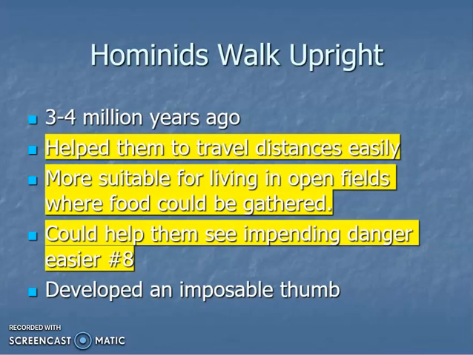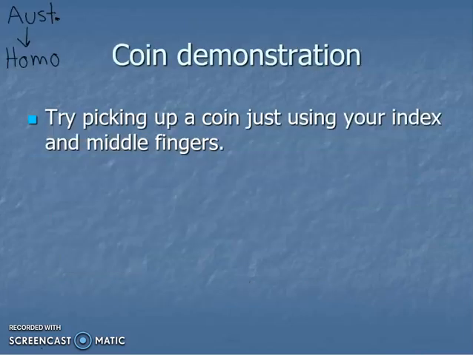By the way, there's numbers on the screen. Those are corresponding with test questions. Supposedly at this time they developed an opposable thumb. We did a little coin demonstration in class.